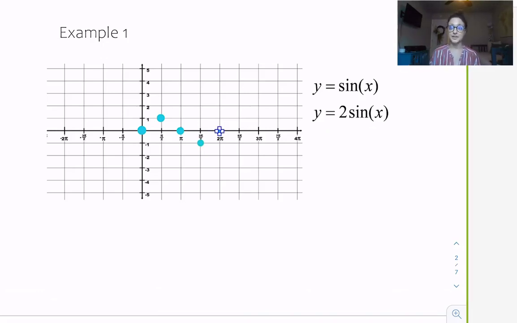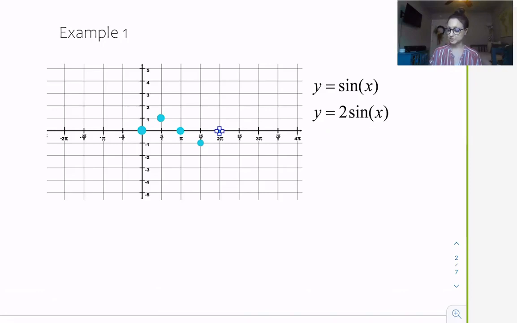And we could keep going, but that is 1 period. Right after that, we just get repetition. Okay, so those are our 5 important points. So for sine, our period again goes from 0 to 2 pi, and our y values go 0, 1, 0, -1, back to 0. Okay, so those are the 5 important points.